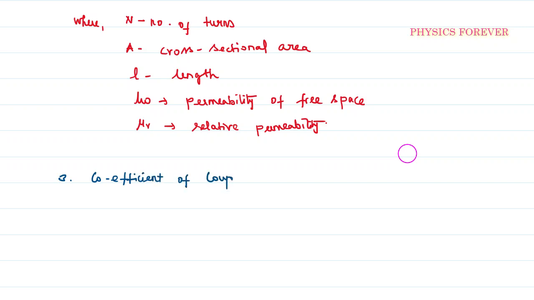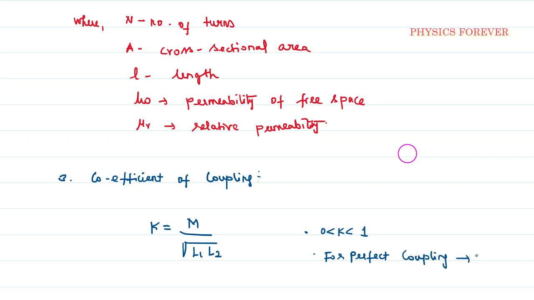Coefficient of coupling formula: K is equal to M by root L1 L2. The condition is 0 less than K less than 1. For perfect coupling, K is equal to 1.